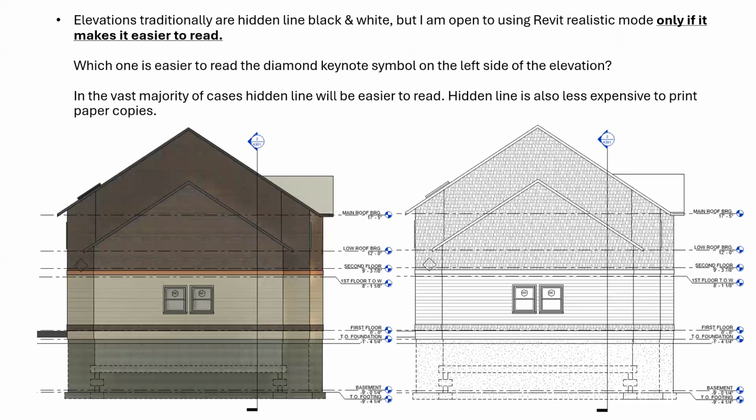So now we're gonna talk about the whole black and white versus color issue. So this is the house you're working on for this assignment. So they're typically drawn hidden line black and white, but I'm open to using the Revit realistic mode only if it makes it easier to read and you've got very complicated colors. So I did a diamond keynote in here.